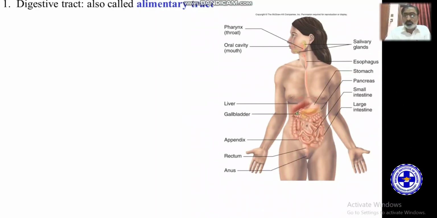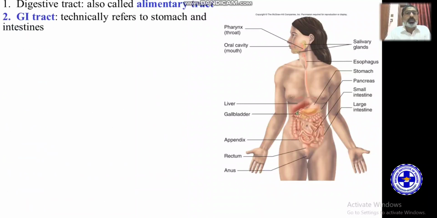GIT technically refers to stomach and intestine. Previously, every student had this thought that GIT starts from the stomach, but actually it does not start from the stomach. It starts from the oral cavity up to the anus.